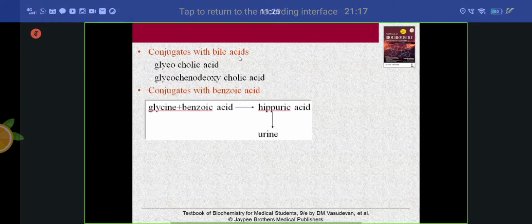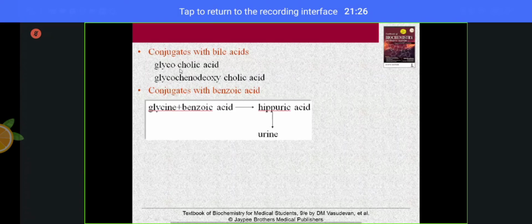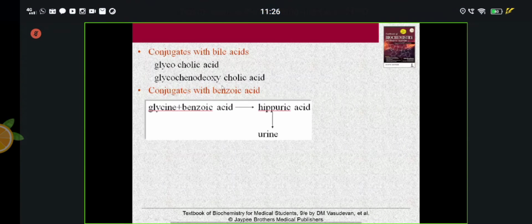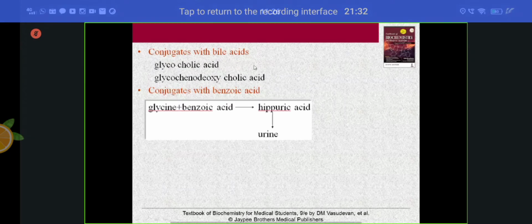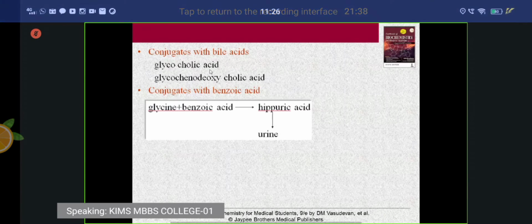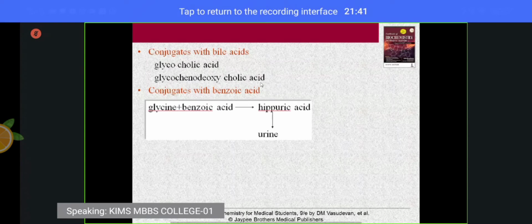Then conjugated bile acids, with glycine. These are the bile acids, isn't it? Cholic acid and chenodeoxycholic acid. These are the bile acids. From where are they synthesized? They are synthesized from cholesterol in the liver. Then when glycine combines with these bile acids, they form glycocholic acid and glycochenodeoxycholic acid.